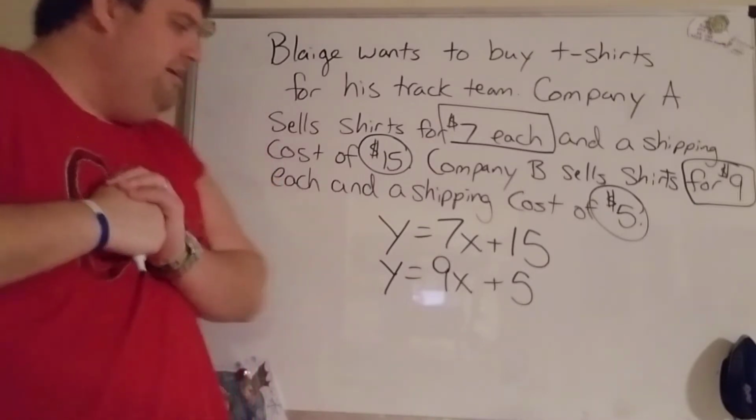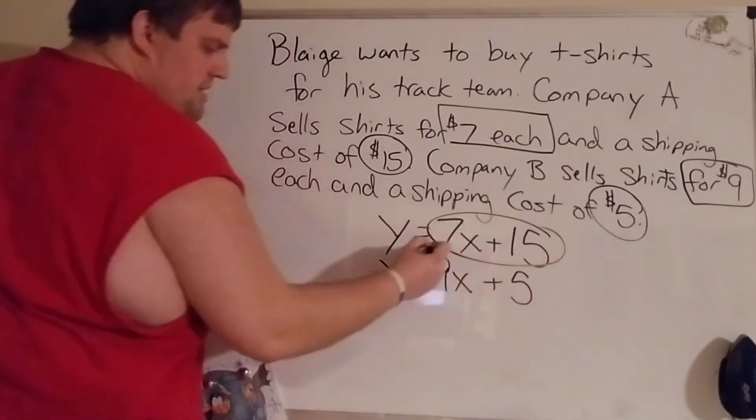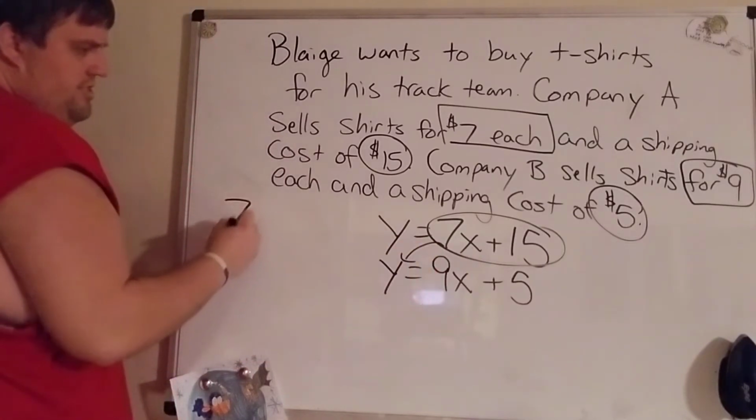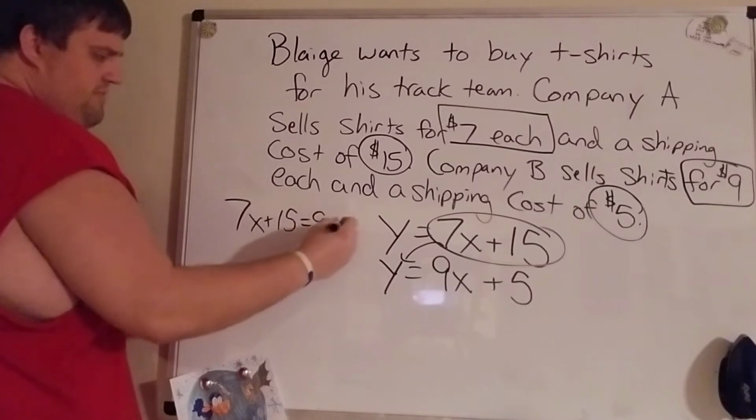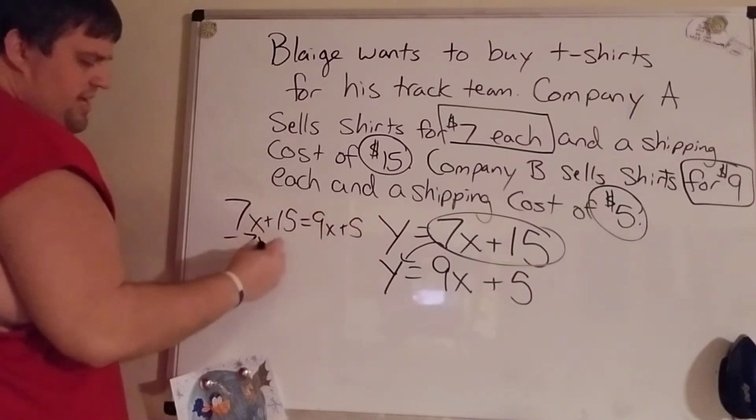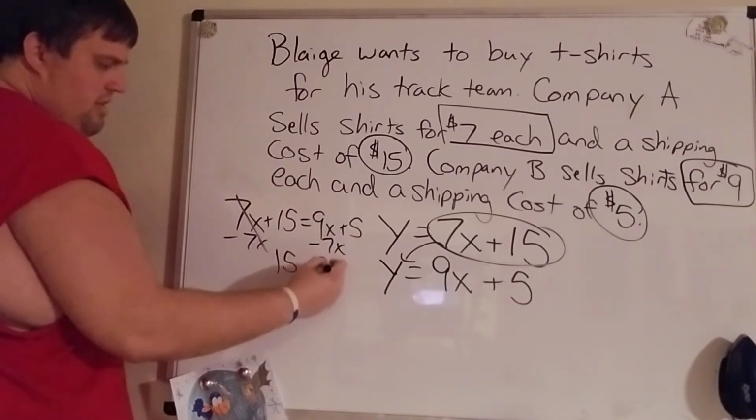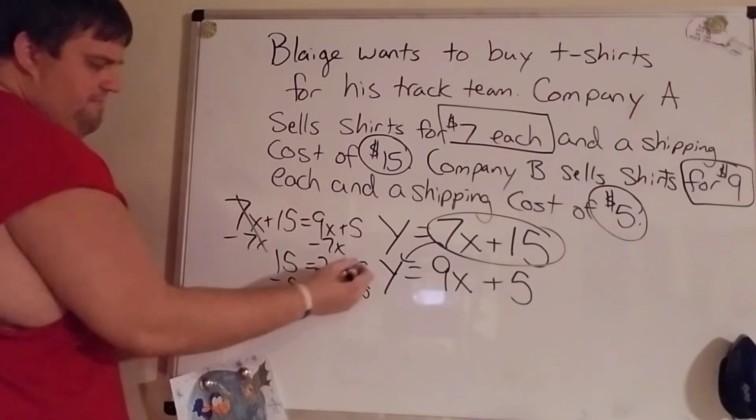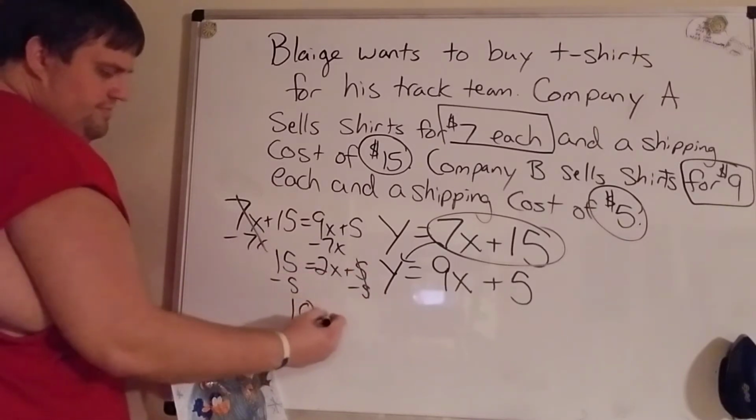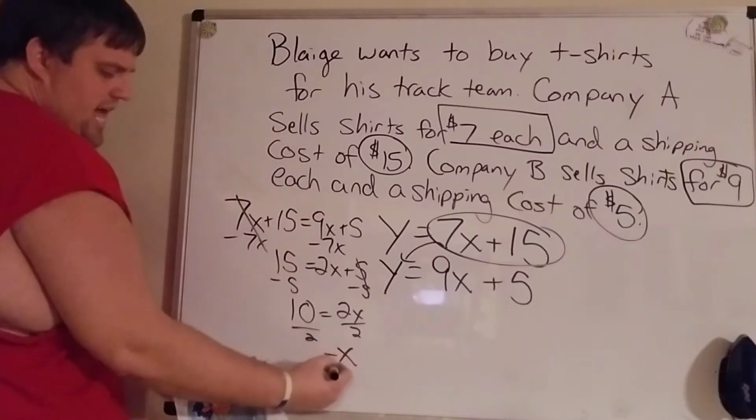And then from there, you can kind of use whatever method that you like the best. It doesn't really matter. I would probably substitute. I'd put this in for y. So 7x plus 15 equals 9x plus 5. Subtract 7x from both sides. It's going to be 2x plus 5, minus 5 from both sides. And then divide by 2. So it looks like x equals 5.